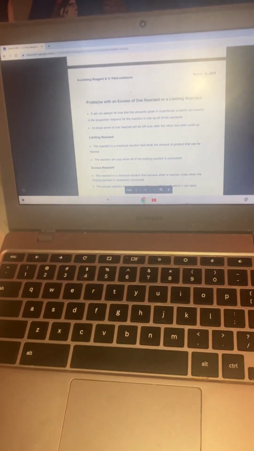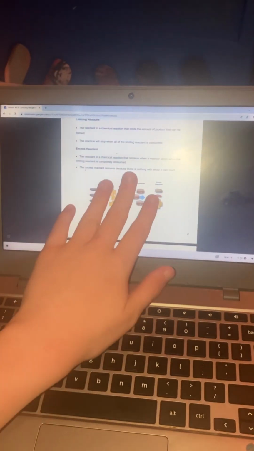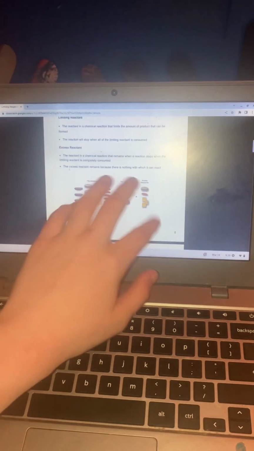The problem is that it's not always true that they're going to be exactly in proportion as required for the reaction to use all of the reactants. At times, one reactant will be used up while some of the other remains. So the limiting reactant is the one that limits the amount of product that can be formed, and the excess is what remains after the limiting reactant is completely consumed. It remains because there's nothing it can react with. So this is the reactants, this is the products, and then these are the excess reactants, if you can kind of see.